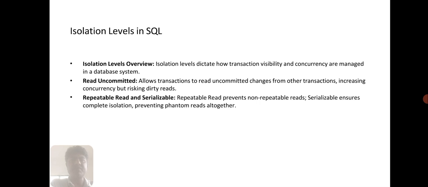And isolation levels in SQL. This is an overview of how transaction visibility is managed by the database system. Read uncommitted means it reads changes from all other transactions, increasing concurrency but risking dirty reads. Then there are repeatable read and serializable. Serializable ensures complete isolation, preventing phantom reads altogether.